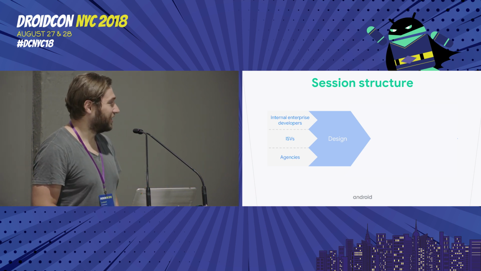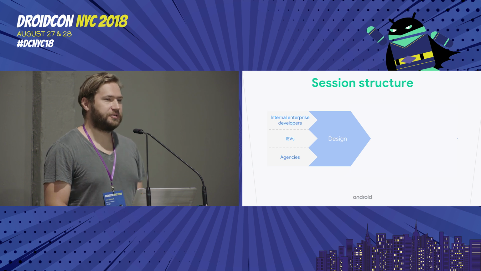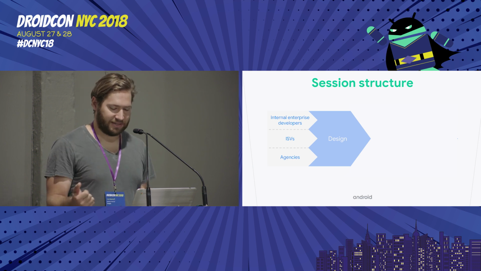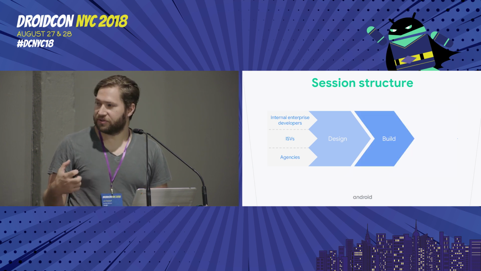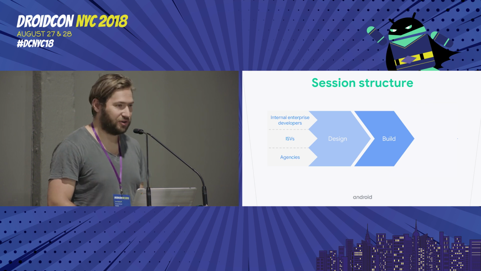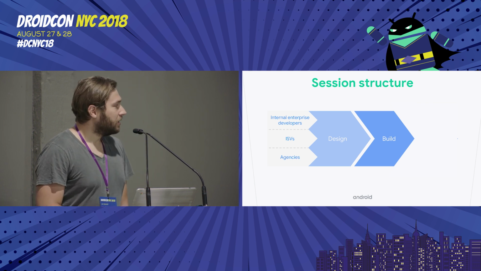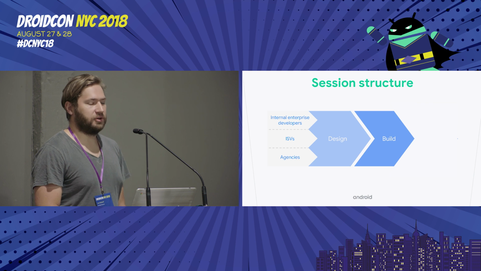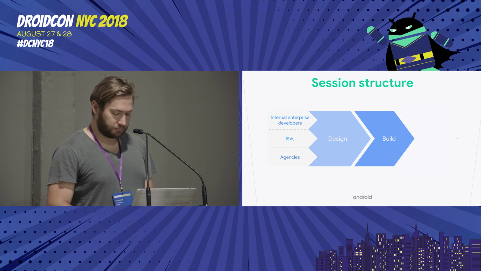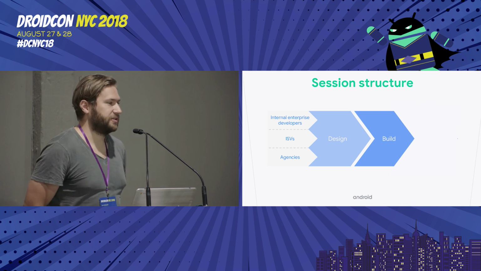Next, we're going to talk about actually how to build enterprise apps. So this is going to be going through APIs and content to help you. There's some code in here that I've added, which I'm pretty excited about, that was actually pretty hard to write and figure out. And finally, we're going to talk about how to deploy your applications. So let's get started with design.